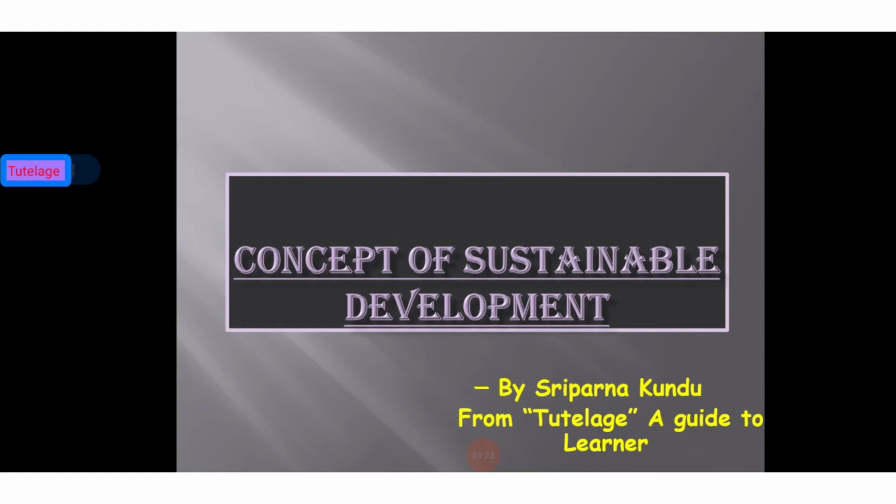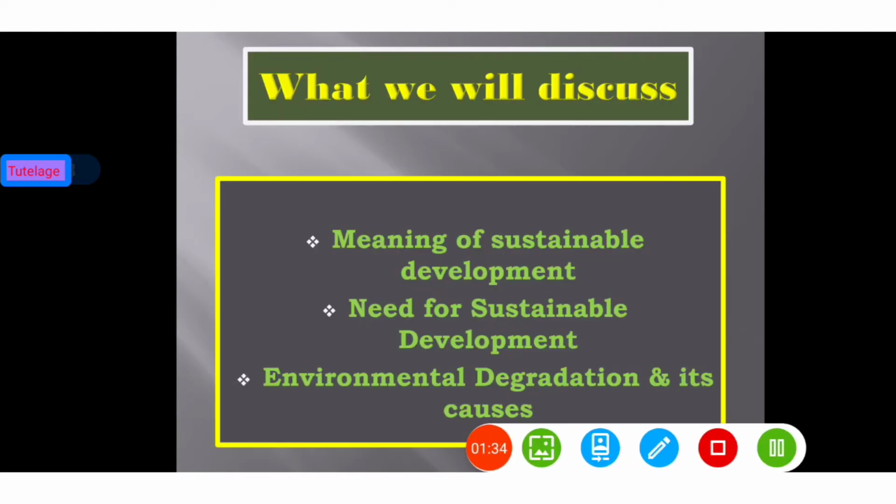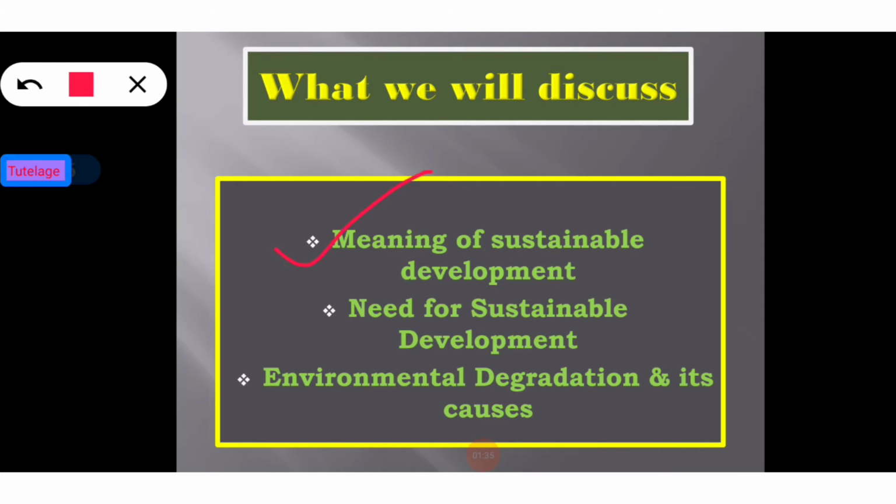Now move on to the next slide where we can see what topic we will discuss today. The first one is the meaning of sustainable development. The second concept is the need for sustainable development, and third, one of the most important concepts of this session, is environmental degradation and its causes. Now let's start the session.